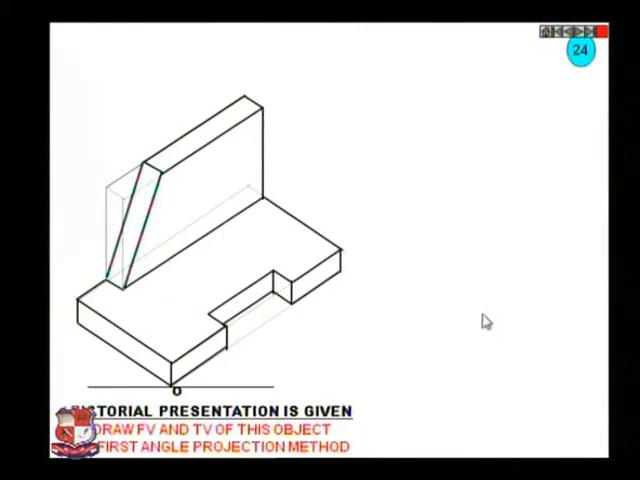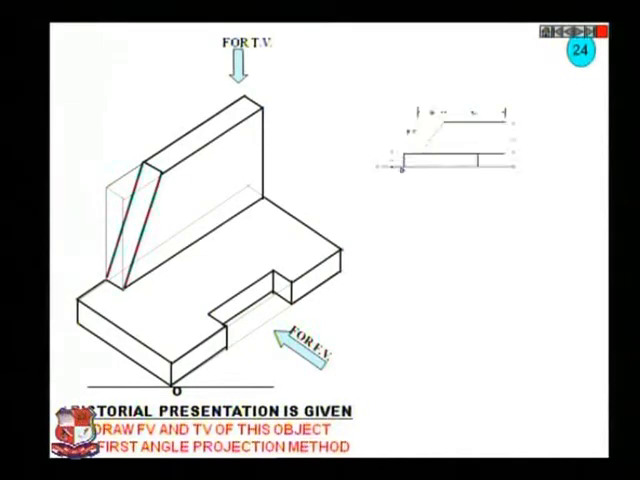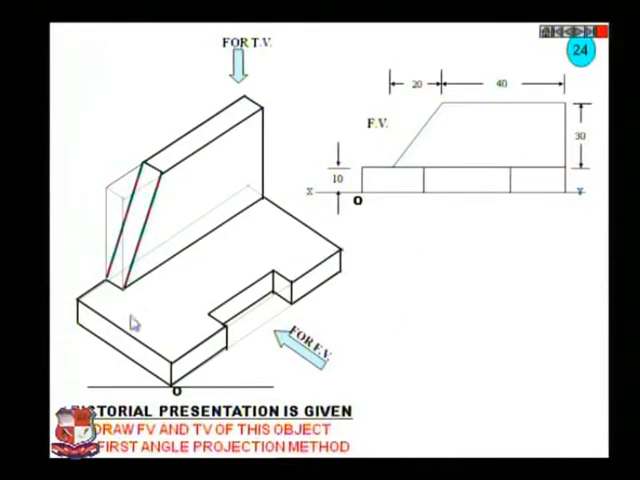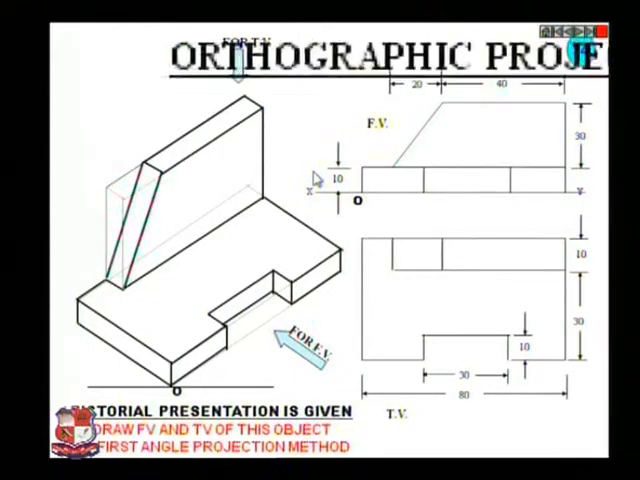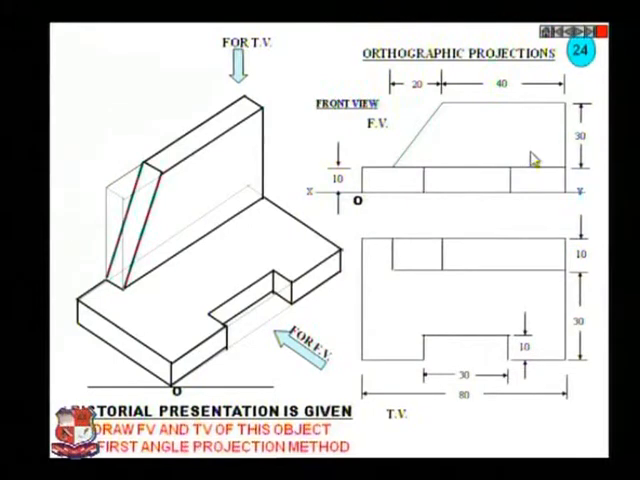Now another problem. This is the object, front view, top view, and this is the front view of this object. Inclined line is there as shown over here. This C cut portion is to be represented in top view over here, and this is the solution of this problem. XY line, 10 mm is the height, 30 mm is height over here, this is 20, this is 40. So these are the two views. In this object, two views are enough to reproduce this object. Top view, this is orthographic projection, and this is the front view.